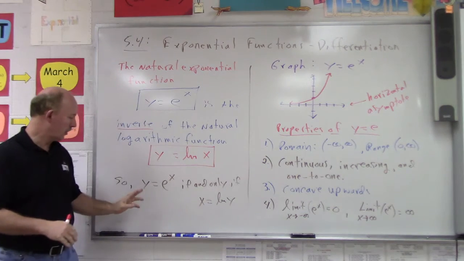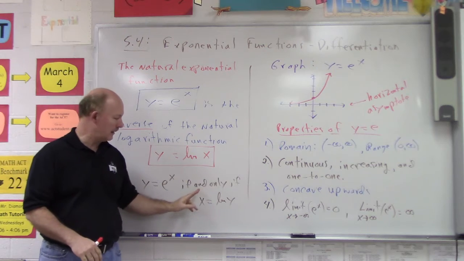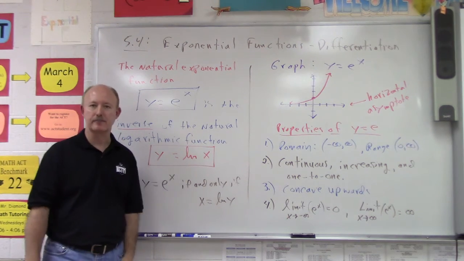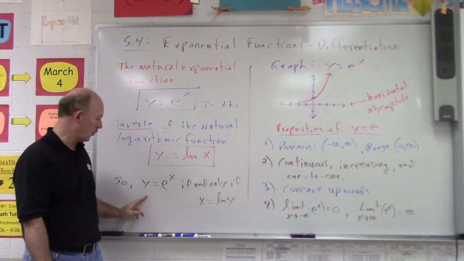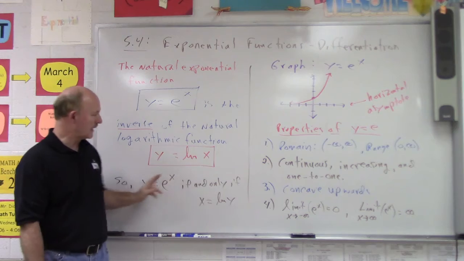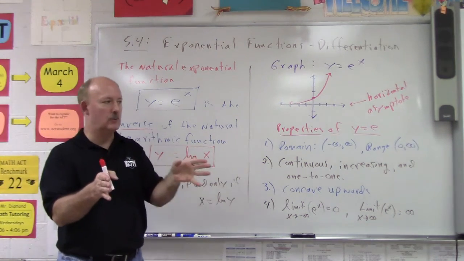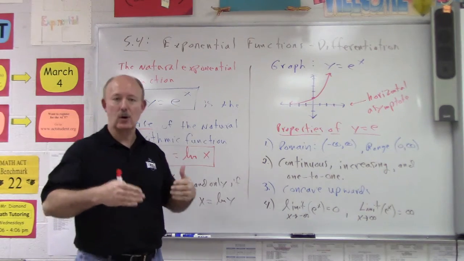So y is equal to e to the x if and only if x equals natural log y. So this is true if and only if this is true. These are inverses. Once again, y equals e to the x, the natural exponential function, will always be the inverse of the natural logarithmic function.